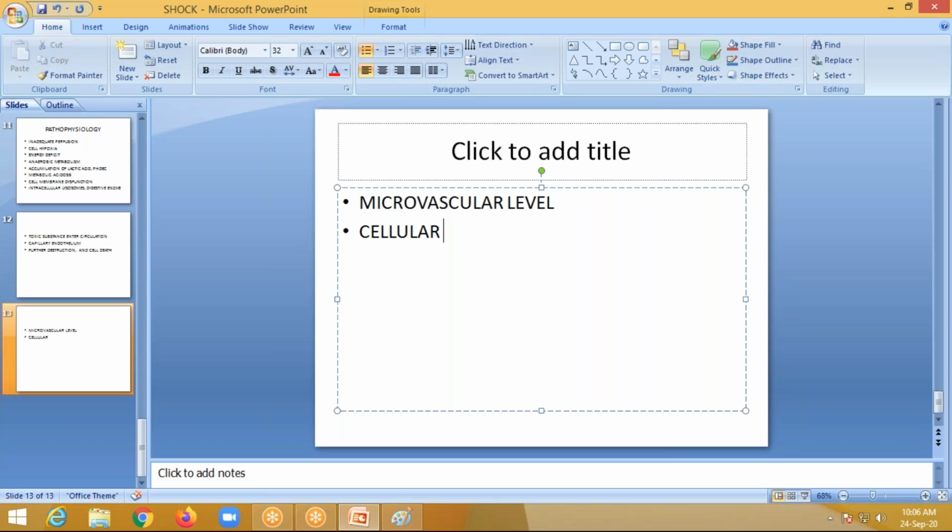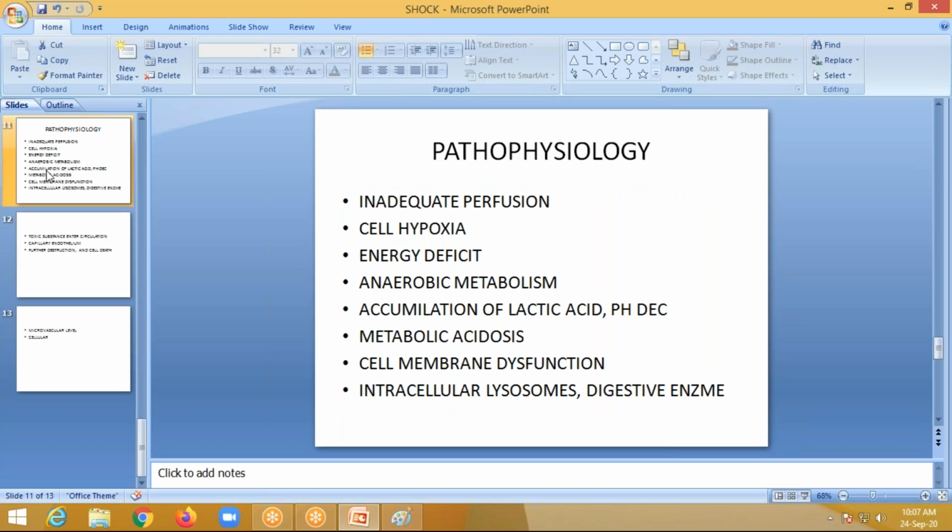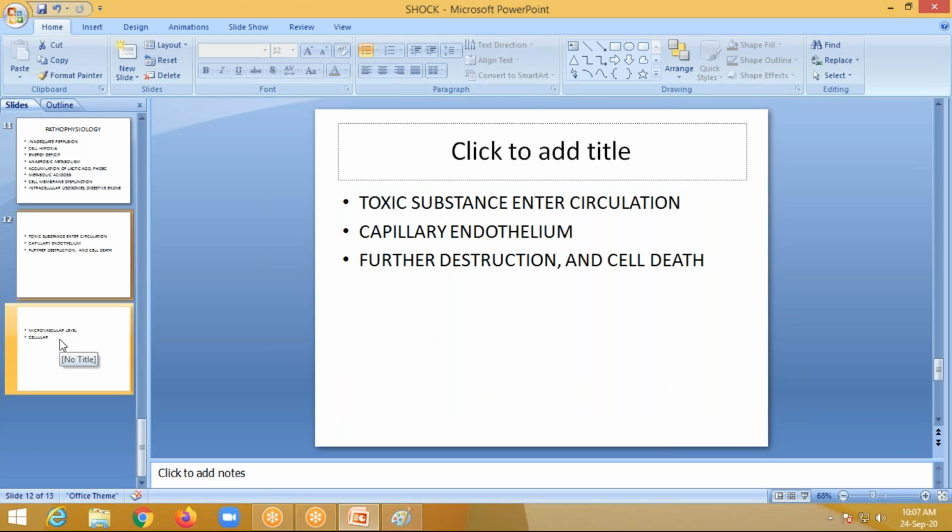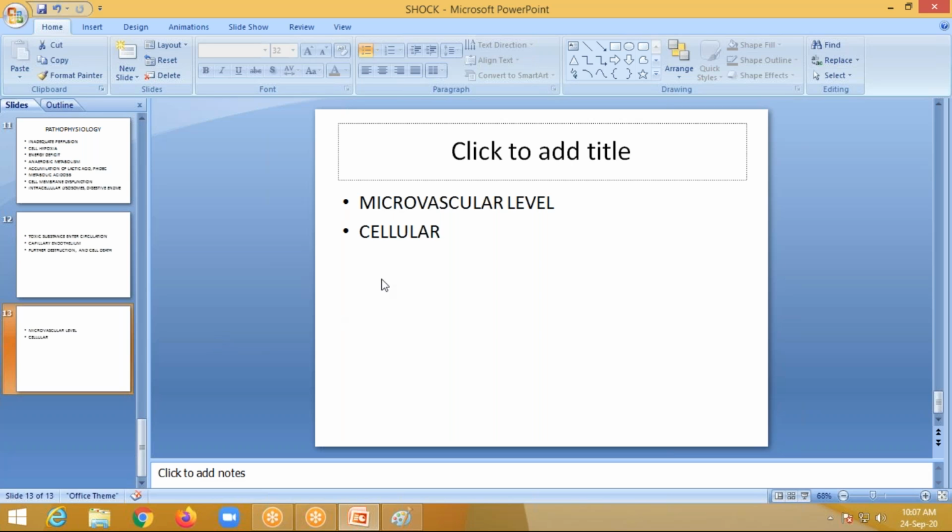At the cellular level, I have already told that cells switch from aerobic metabolism to anaerobic metabolism, with decreased ATP production, and lactic acidosis will be there. These are topics which I have already covered. That's why I'm going fast. Basically, this pathophysiology topic is the main thing. From that only all of these will come.